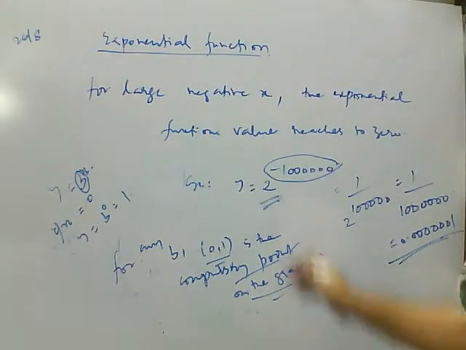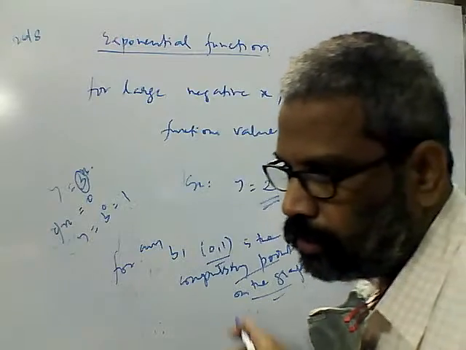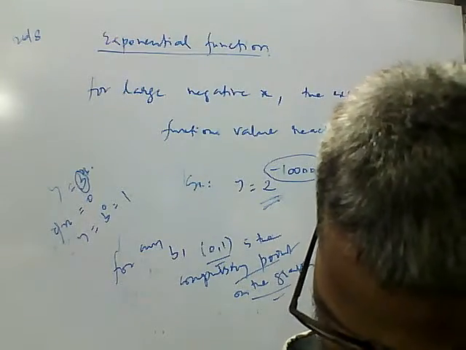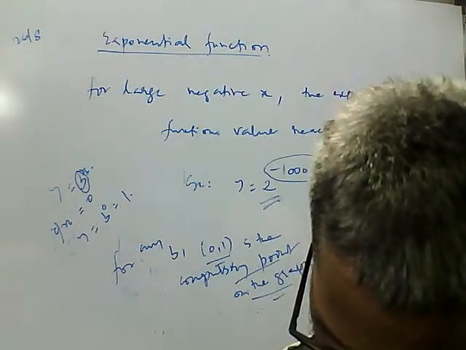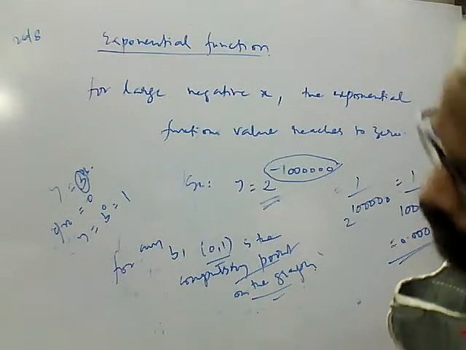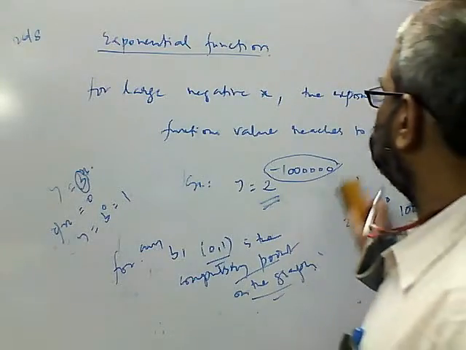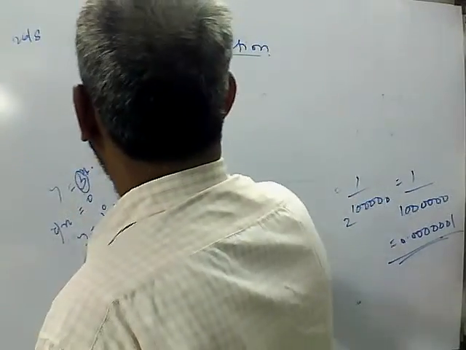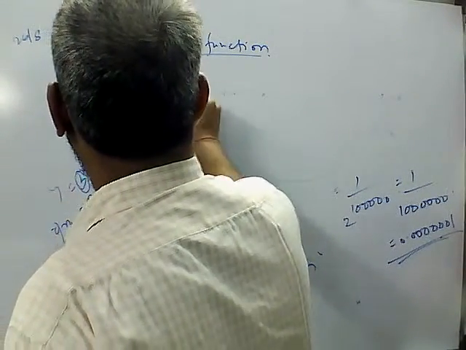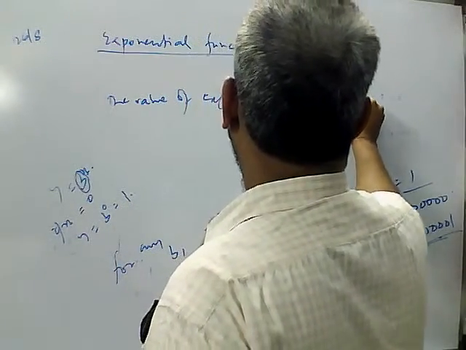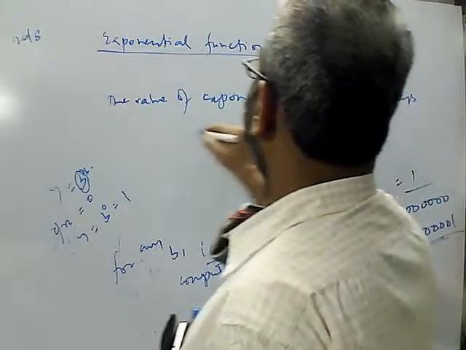So this is the property of the exponential function. Are you clear? Note down this part. Again, what is the other property? The value of the exponential function is always increasing.